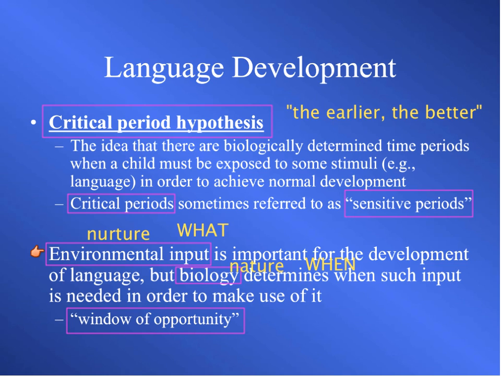So there's input from your environment, what the language is, how much of it you're exposed to, which acts upon this window, this time clock that's running, that is biologically driven, right, that nature is driving. And again, the take-home message is going to be, the earlier you get the input related to language, the better. Does that make more sense? Yasmin, you can type your question in as well.